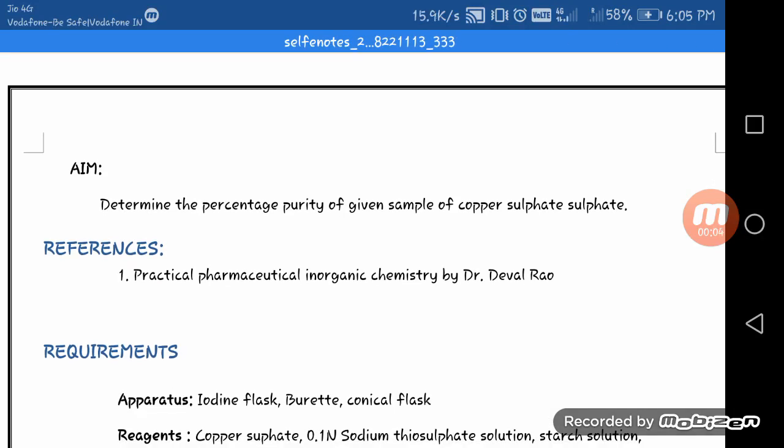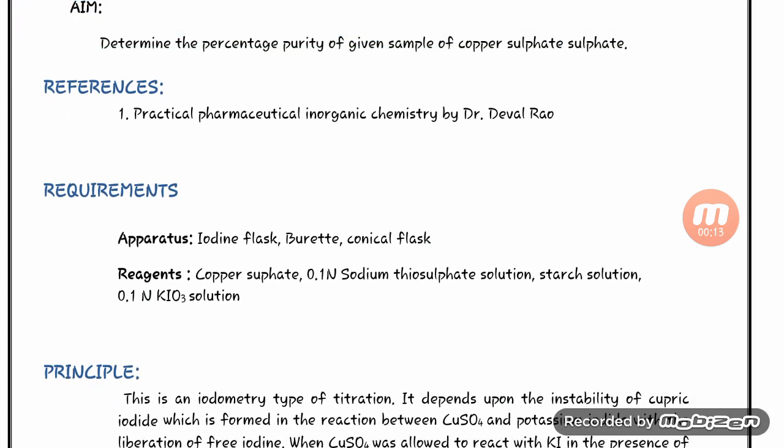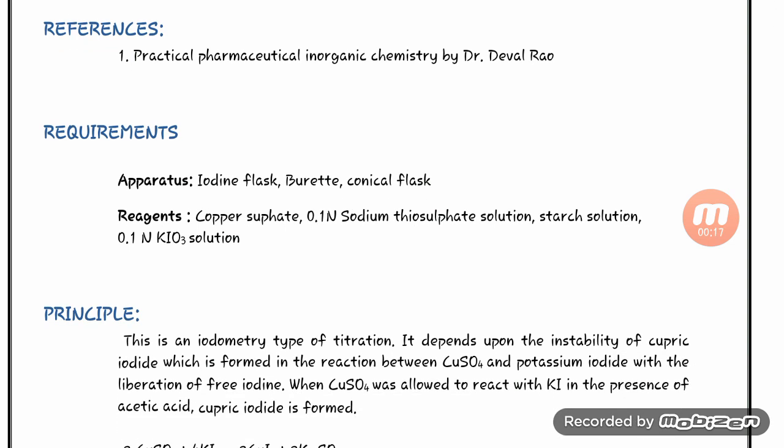Namaste. Today we will determine the percentage purity of copper sulfate. You can see the reference book given here. The apparatus we require are an iodine flask, burette and conical flask.